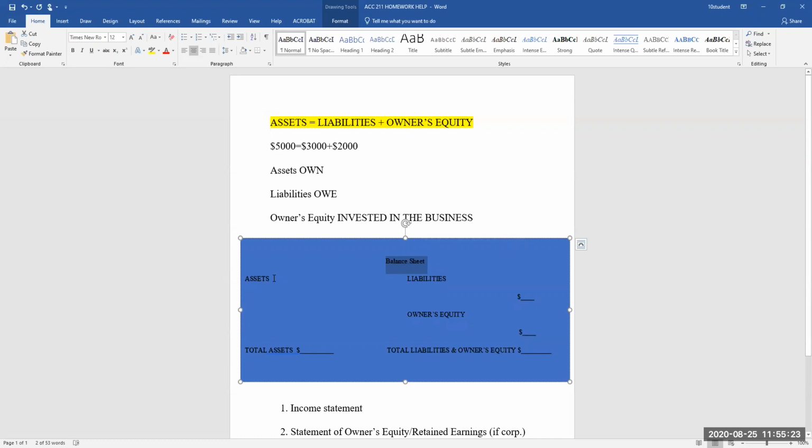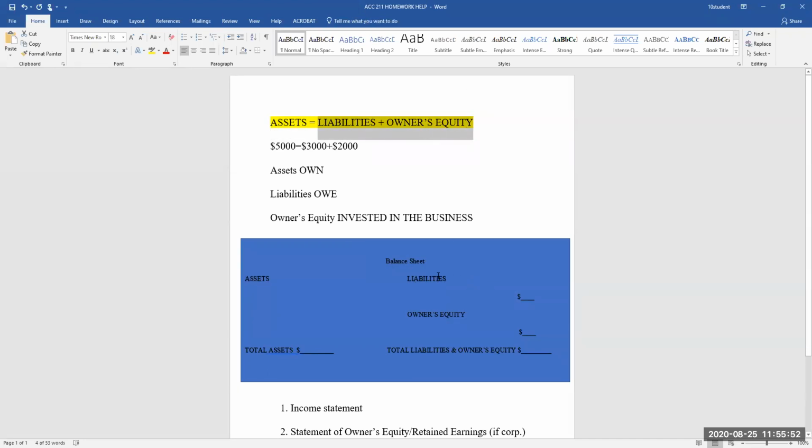Okay, so if you notice on the balance sheet, the assets are on one side, just like the assets are alone on one side of the equation up here. So what you'll do is you'll get all of your assets and you'll get a total. Now the liabilities and the owner's equity are all on the other side of the balance sheet, just like they're on the other side of the equation up here.